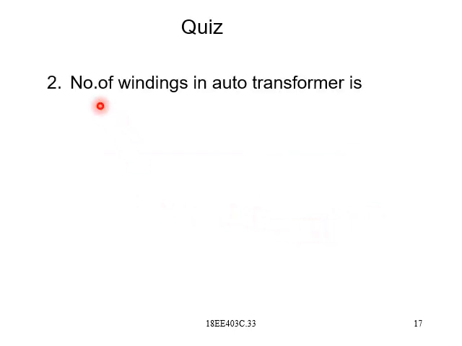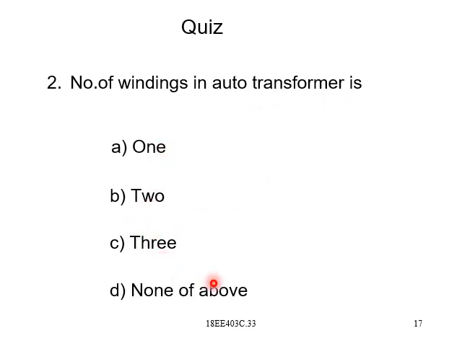The other question: the number of windings in an auto transformer is 1, 2, 3, or none of the above. It's also very simple. It has only one winding. Are you following or not? Okay.